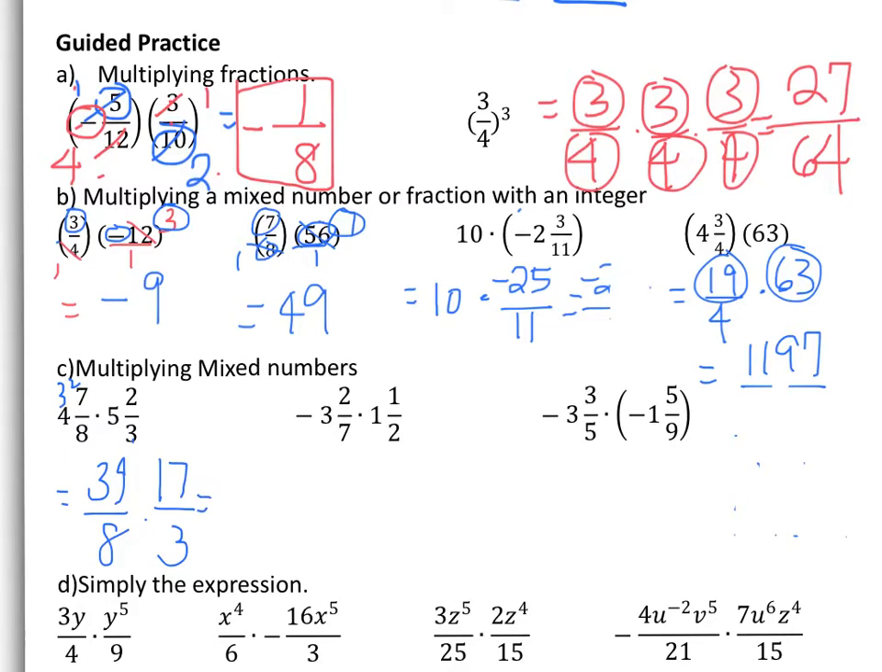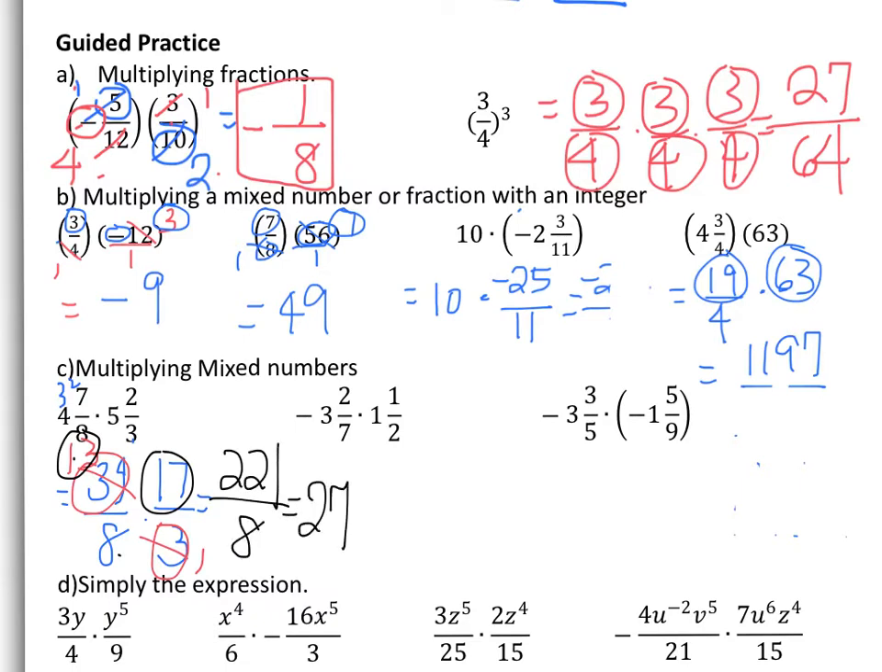I can first simplify 39 and 3. Okay, and then 13 times 17 should get 221. And then you have 8, and we can change this to a mixed number of 27 and 5/8. Okay? And for the next problem, we can change negative 3 and 2/7 into negative 23 over 7, and 1 1/2 would be just 3 over 2.